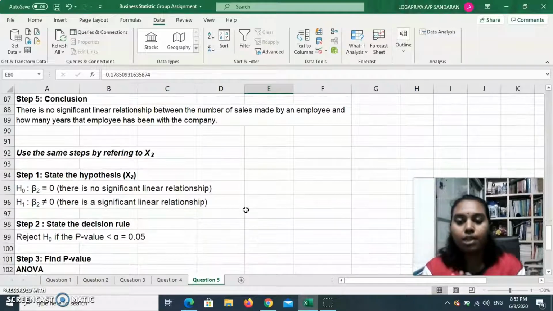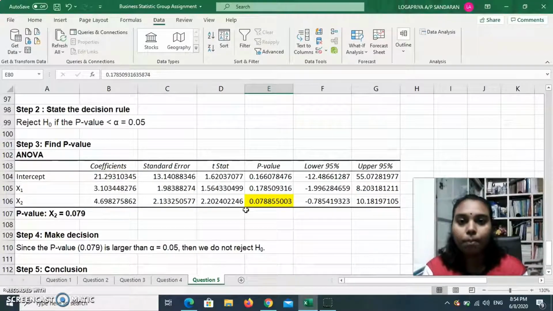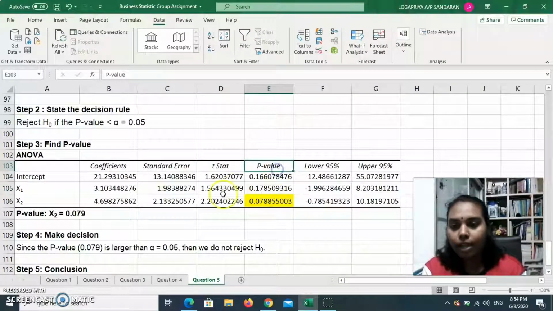Next, we're going to use the same steps for x2, the other independent variable. Step 1 is the hypotheses: H null, beta 2 equals 0, there is no significant linear relationship; H1, beta 2 not equal to 0, there is a significant linear relationship. Step 2 is to state the decision rule. The decision rule here is to reject H null if the p-value is less than alpha equals 0.05. Step 3 is to find the p-value from the table given, for x2, which is 0.079. So the p-value for x2 equals 0.079.